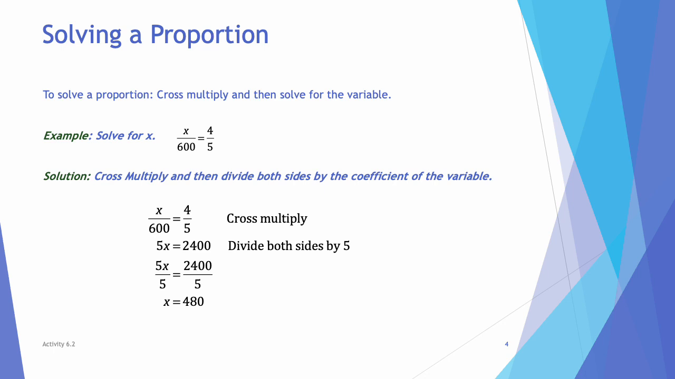So I will use cross multiplication, and I will have 5x equals 2400. And then to solve for x, I divide both sides of the equation by the coefficient of the variable x, which is 5, and x equals 480. I could check that by putting 480 in for x and then cross multiplying and make sure that both sides of the equal sign are the same.